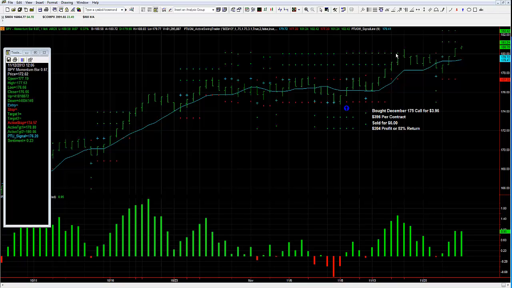Okay, another great trade. Am I going to be disappointed with a 52% return? No, that's something that I'm looking for on a consistent basis, which is exactly what we see with active swing trader. That's just a phenomenal return.